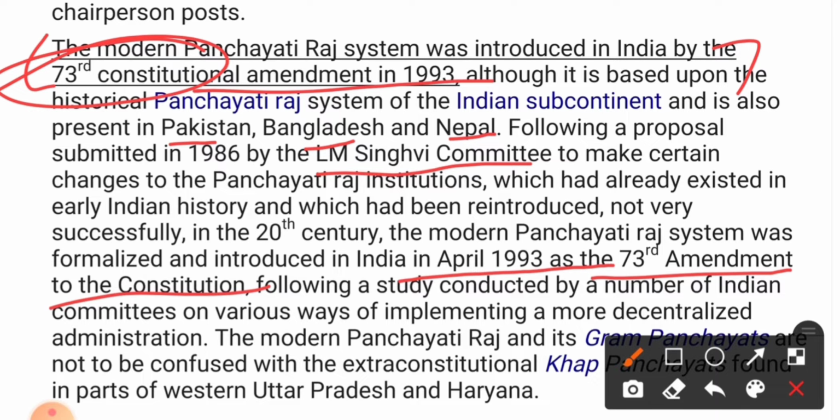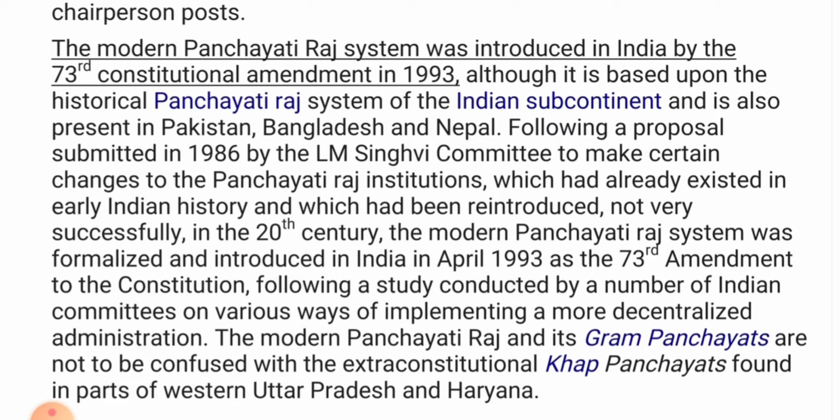You see, the month is April 1993 as the 73rd Amendment to the Constitution, following a study conducted by a number of Indian committees on various ways of implementing a more decentralized administration. The modern Panchayati Raj and its Gram Panchayats are not to be confused with the extra-constitutional Khap Panchayats, found in parts of western Uttar Pradesh and Haryana. So they may ask you where the Khap Panchayats are found. They are found in western Uttar Pradesh and Haryana.